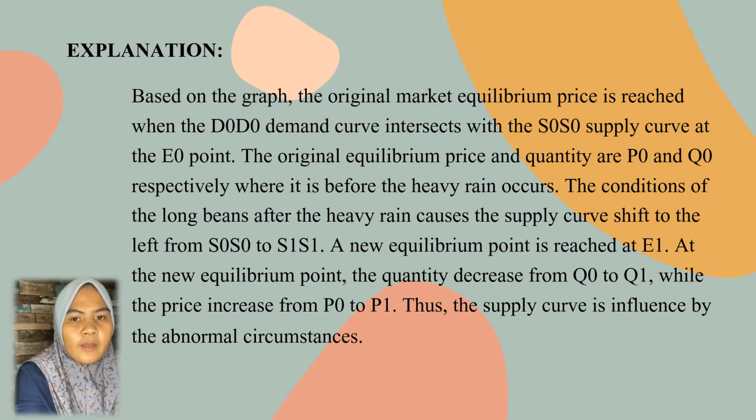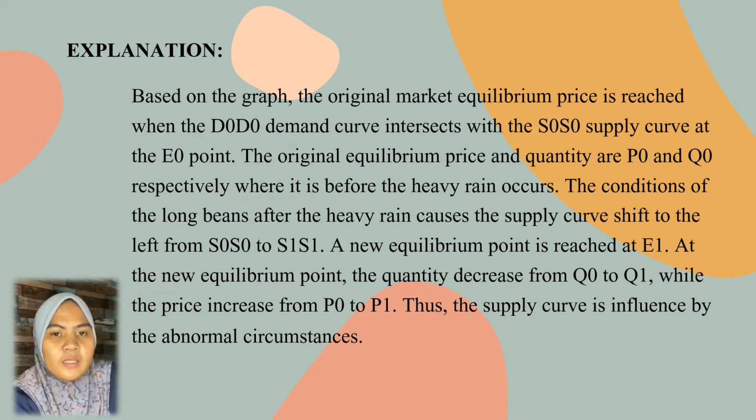Based on the graph, the original market equilibrium price is reached when the D0 demand curve intersects with the S0 supply curve at the E0 point. The original equilibrium price and quantity are P0 and Q0 respectively, which is before the heavy rain occurred.